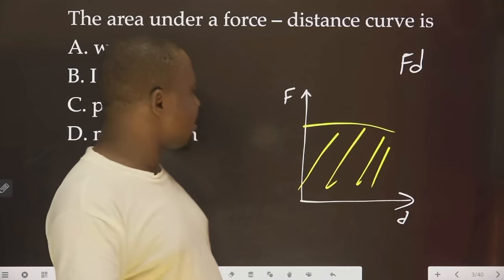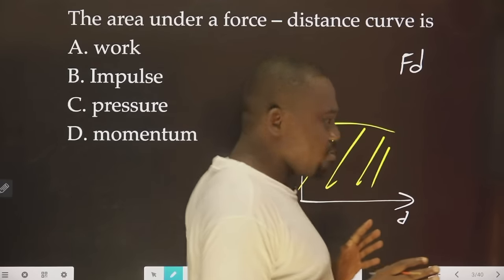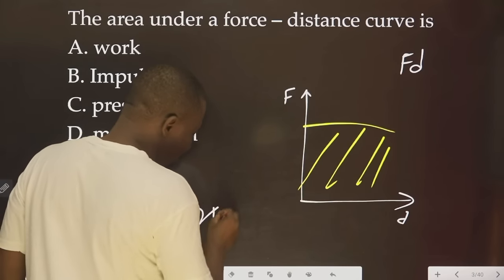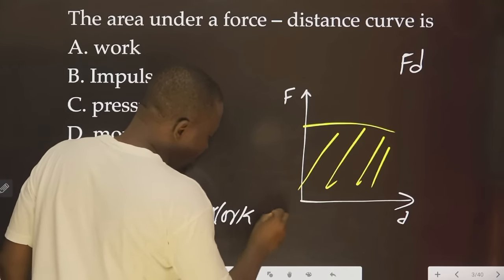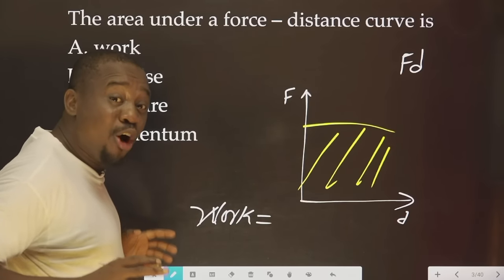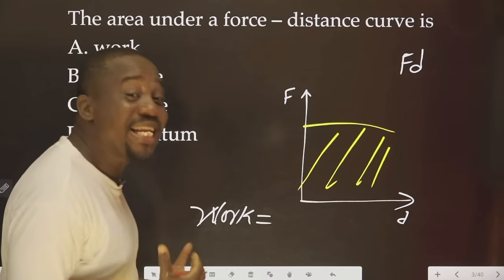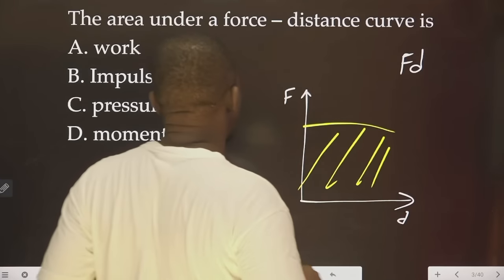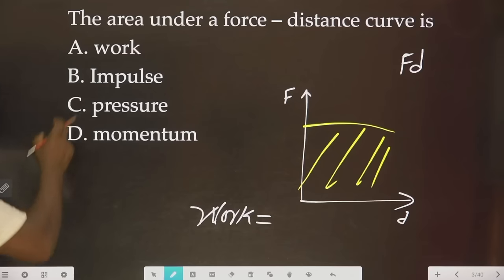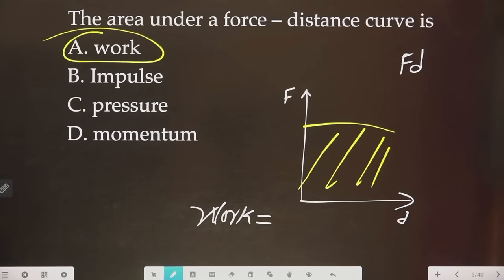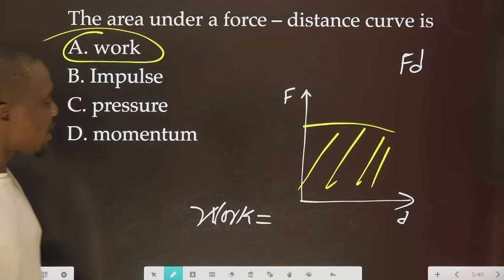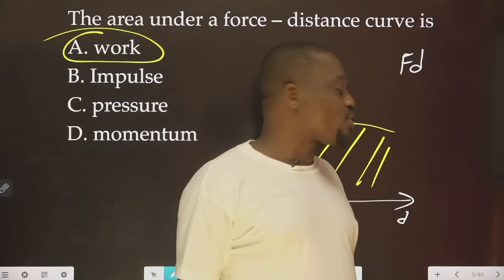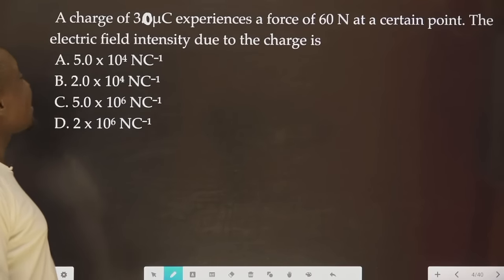What is it? Force, distance, work. So work is a measure of the energy you expended while applying a force on an object. So without wasting our time, you agree with me that this answer is A. So no need to waste our time. FD, work and the distance covered.